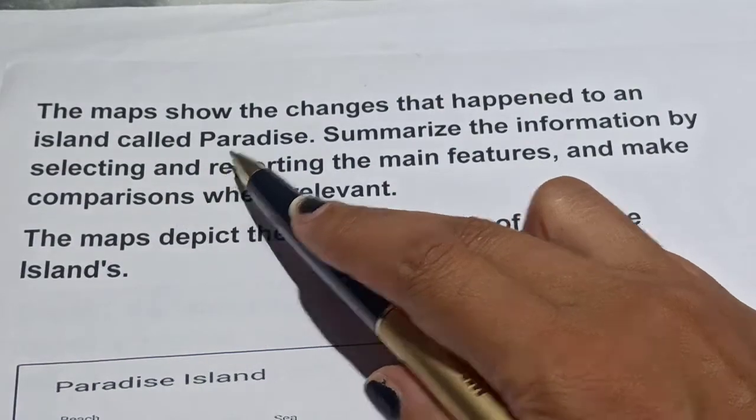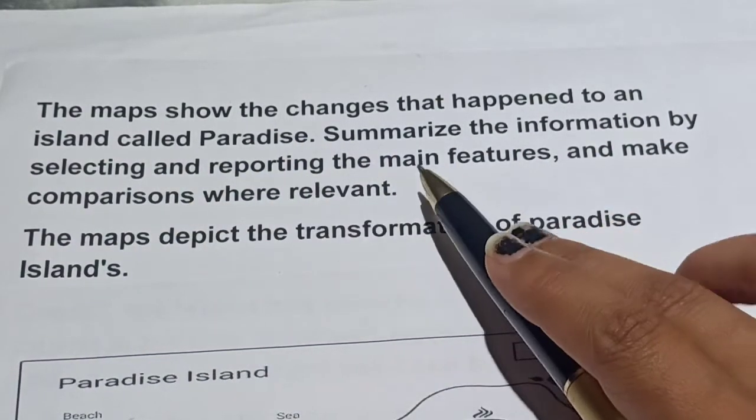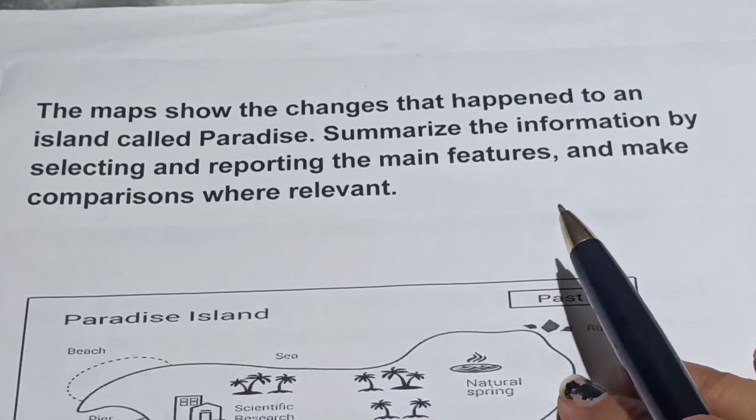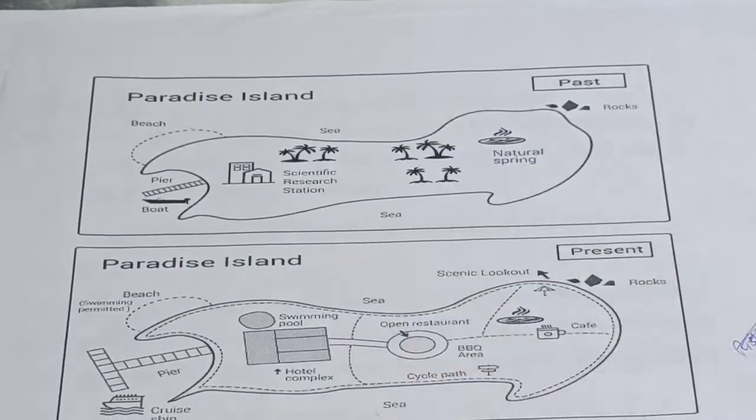Today in this video I'll discuss writing task 1, and the question for today is: the maps show the changes that happened to an island called Paradise. Summarize the information by selecting and reporting the main features and make comparisons where relevant. So we are given this Paradise Island in the past and the present.